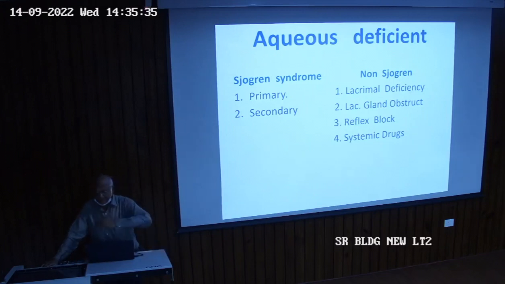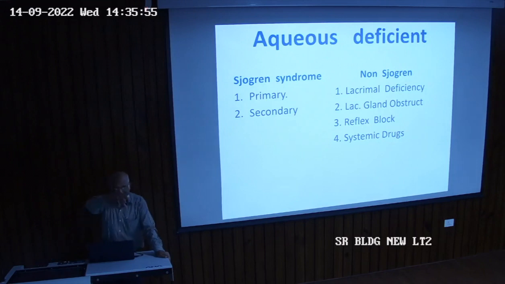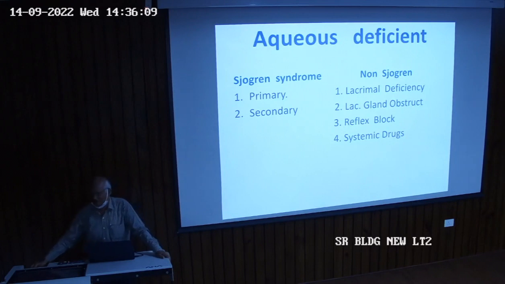If we ask you to describe all factors causing dry eye, you have to mention this, divided into two: the deficient and the evaporative part. So deficient: non-Sjogren's lacrimal deficiency, some disease of the lacrimal glands, lacrimal gland obstruction, fibrosis of the secreting glands. Reflex block: suppose there is a corneal disease or any operation has been done, so the reflex mechanism does not go to the lacrimal gland. That is for the deficiency of aqueous secretion.